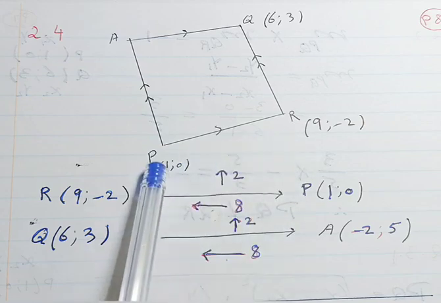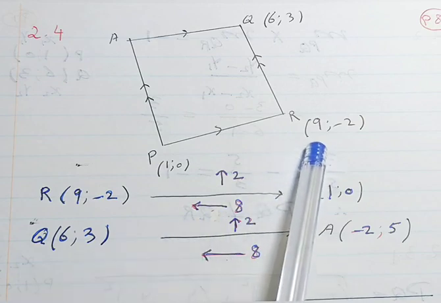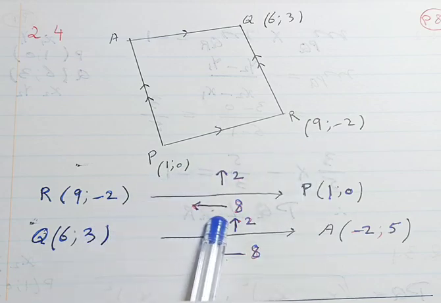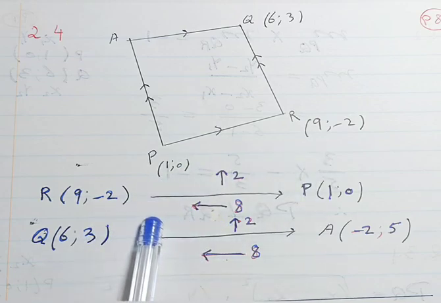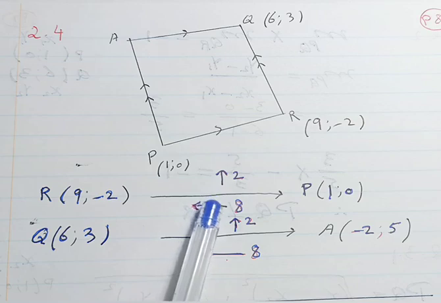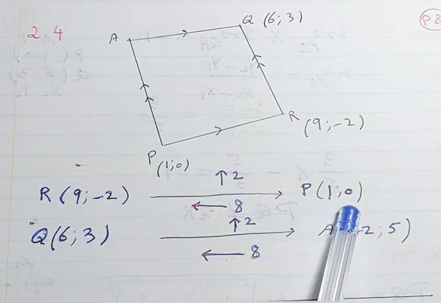from R to P, the change in x: 9 minus 8 becomes 1. So if you subtract, the arrow must point left. And then -2, if you add 2, becomes 0. So the change in y is 2. If you add, the arrow must point upwards. So the answer is going to be 0.